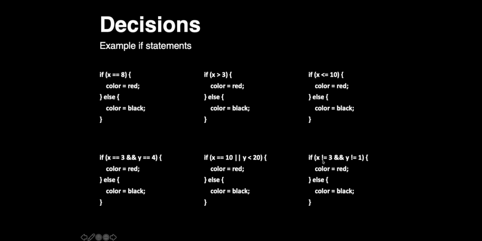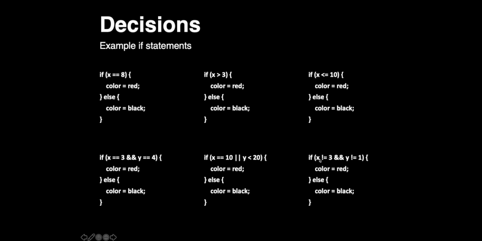And then does not equal, that's what that exclamation mark equal sign, and so both of these have to be true. So x does not equal 3 and y does not equal 1, then it's going to be red, else black. So if x is 3 and y is 2, that is false because x shouldn't equal 3, even though y did equal 2, so it would be black.